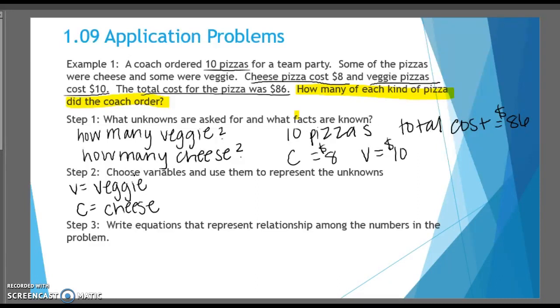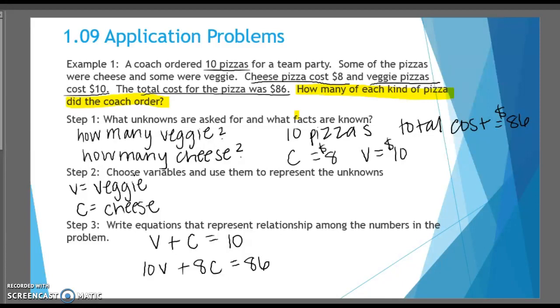Write equations that represent relationships among the numbers in the problem. So, I know that there are 10 pizzas in total, and I know that they only ordered veggie pizzas and cheese pizzas. So I know that the total of the veggie and the cheese is 10 because they ordered 10 pizzas. I know that cheese cost $8, and I know that veggie cost $10. So it's $10 per veggie pizza and $8 per cheese pizza for a total cost of $86.